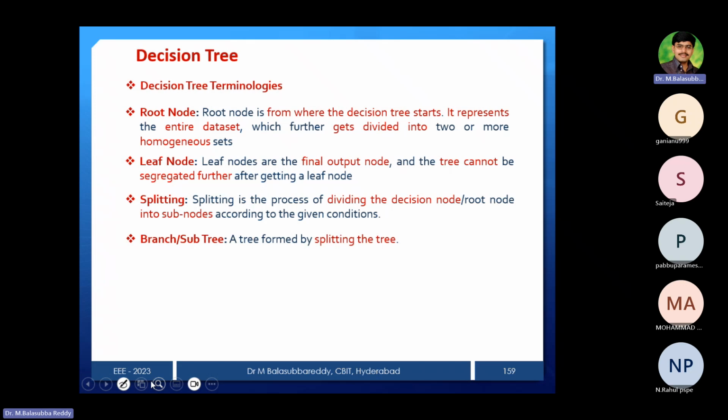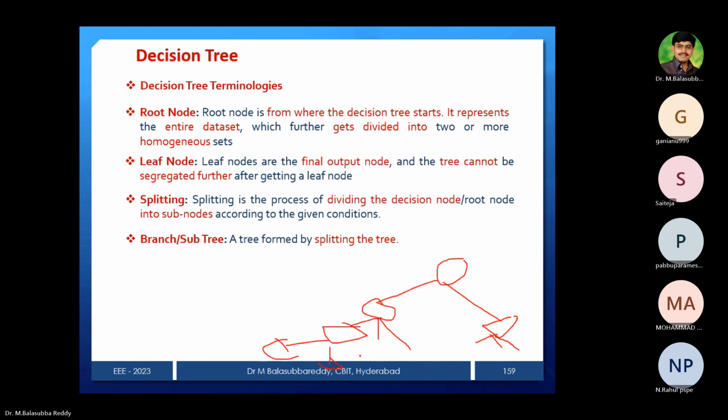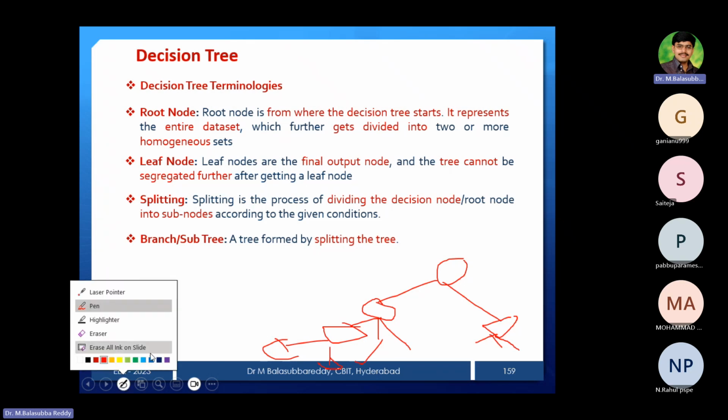And subtree or a branch: a tree formed by splitting the tree. That is only the subtree. Means you are starting with what we call the root node. And again, we are dividing like this. There is another node, and again you are dividing like this. There is another node like that. We are able to keep on getting this decision tree. After that, you may reach the decision. So this is what we are able to find.